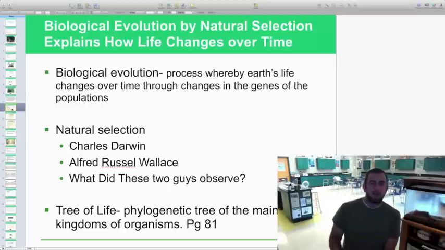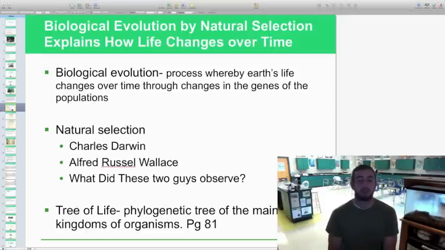So, biological evolution by natural selection explains how life changes over time. Our biggest players in this section are Charles Darwin, which you hopefully remember from biology. Biological evolution is a process where Earth's life changes over time because of the genetics. It's always based on the genetics. Now, back in the day, Charles Darwin had no idea about genetics, but he knew that things were changing over time, so he gave this insight to natural selection, as well as Alfred Russel Wallace.